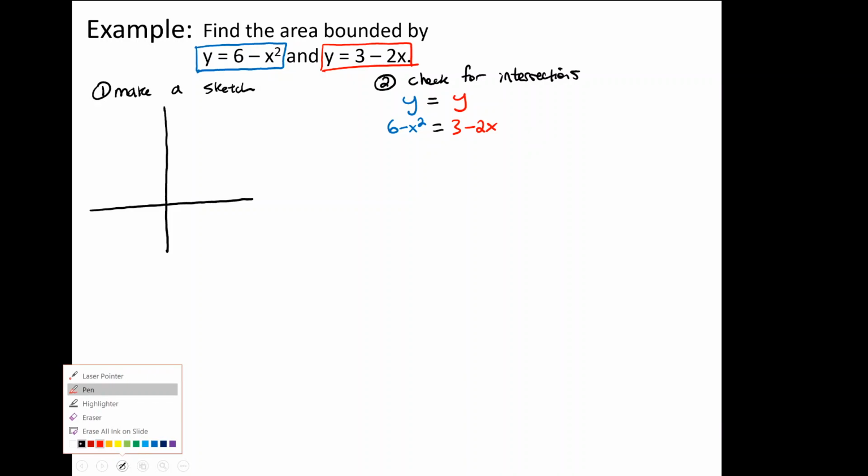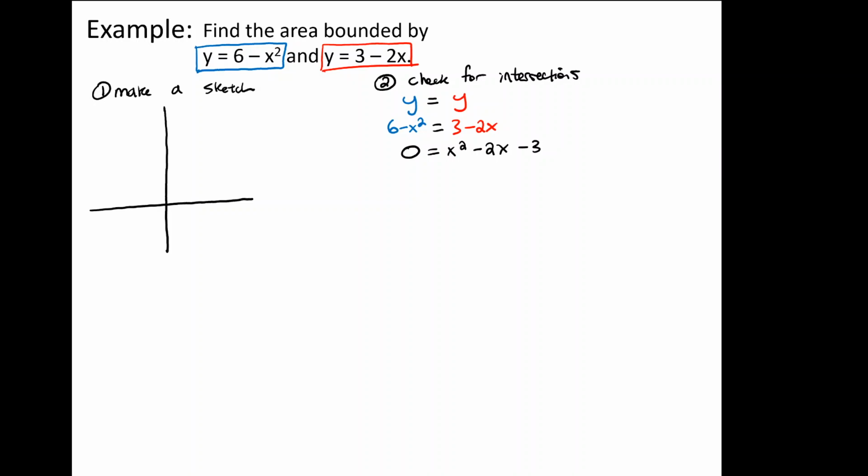So I'm going to move everything over to the right. We get x squared minus 2x minus 3 equals 0. So subtracting 6 from both sides and subtracting negative x squared from both sides. Okay, this is a quadratic. I'm going to solve it by factoring. I want numbers that multiply together to give me negative 3, add together to give me negative 2. And the answer is negative 3 and positive 1.